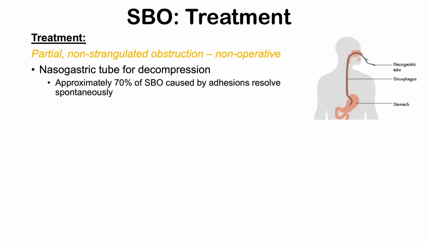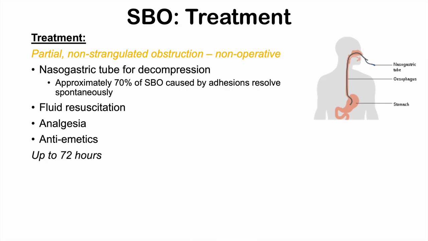And approximately 70% of small bowel obstructions caused by adhesions can resolve spontaneously by this method. With the NG tube, fluid resuscitation is important, so IV fluids, analgesia, so pain control is important, and antiemetics, so helping the patient reduce nausea and vomiting. And these non-operative methods are utilized up to 72 hours.